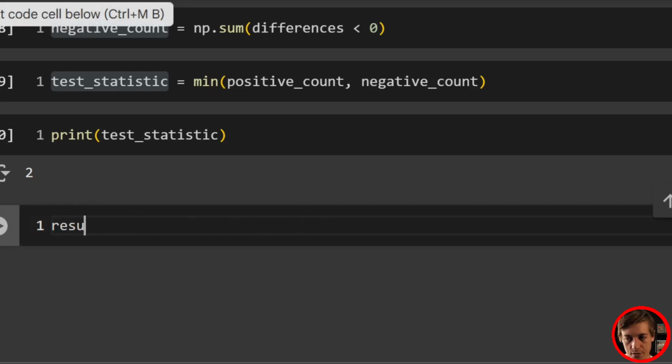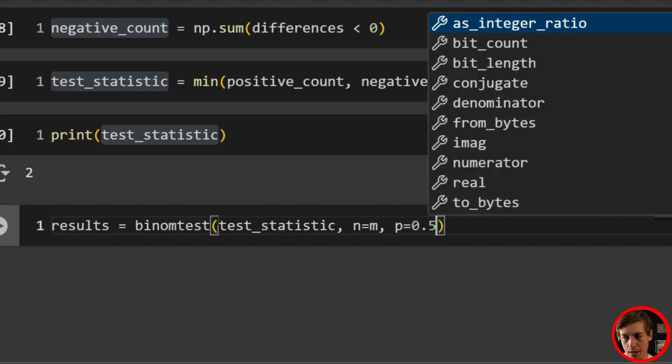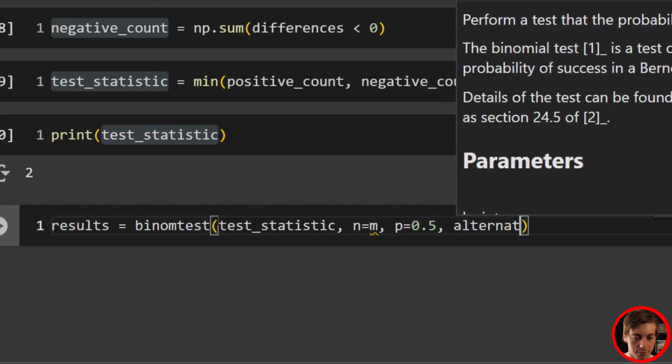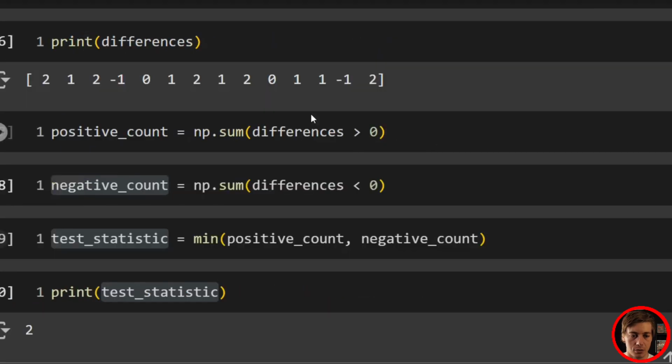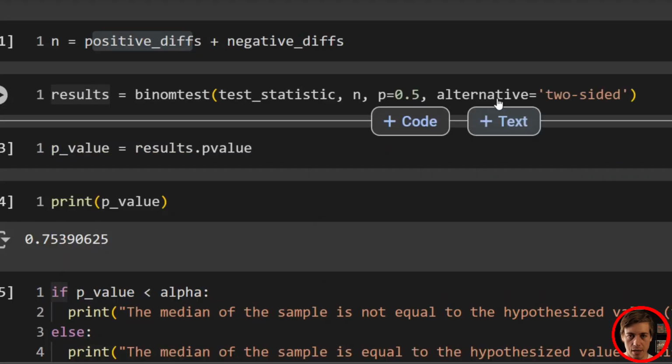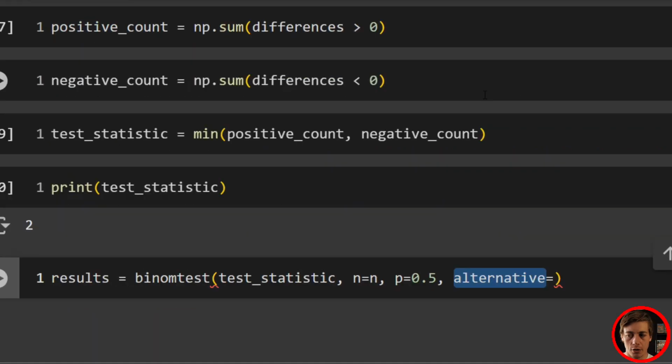So we'll just have results equals binomial test there. First pass in our test statistic. Then we'll say n equals n, p equals 0.5. And then we're going to do alternative. There's 3 different alternatives that you could run in the binomial test, right? I already showed you two-sided, which was our first example, which looks at either side. Then you also have greater, and then you also have less. In this example, we're going to go with greater. So pass in greater like that. All right.